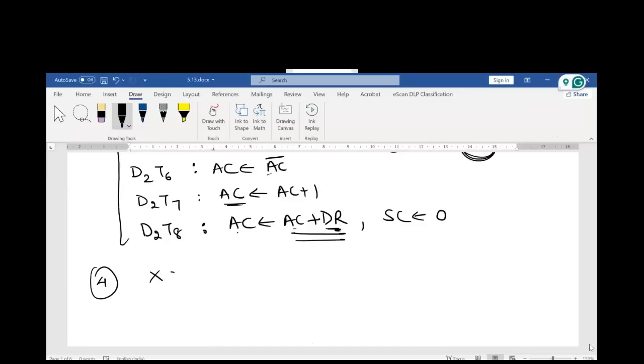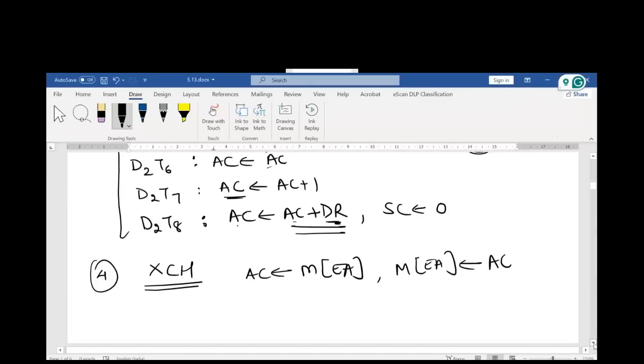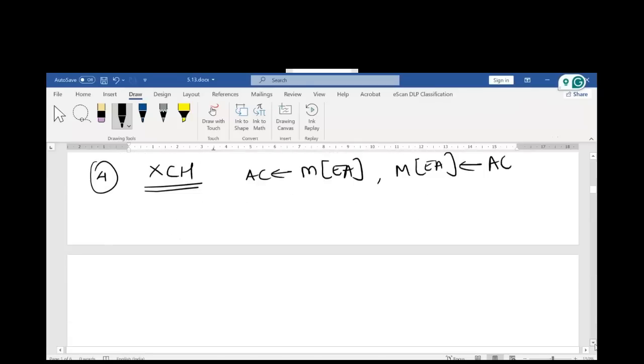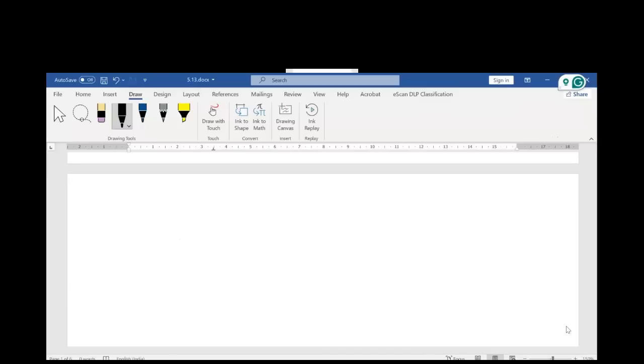Next is XCH. In XCH, what you are asked to do is to swap, exchange the memory word and the content of the accumulator. You have to swap both. And the opcode given to you is 011. 011 is B3. So if I want to transfer the content of the M of EA memory word to AC, I do not have any direct connection from memory to AC. So what I'll do is first bring the content of M of EA to DR and then swap DR and AC.